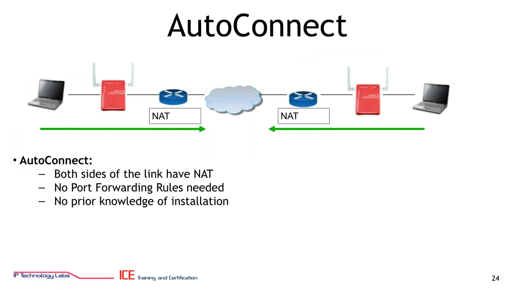So what AutoConnect does is it creates a direct tunnel connection between two devices. There's never a tunnel that goes through one of our central servers, but we do use a central server to allow these devices to communicate, and it allows them to create a direct connection even when both devices are behind NAT and prior to any knowledge of what the networking looks like.